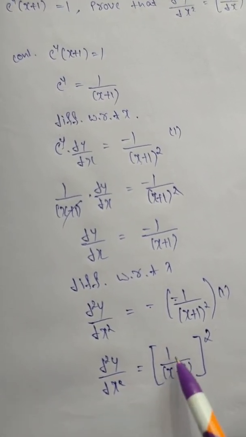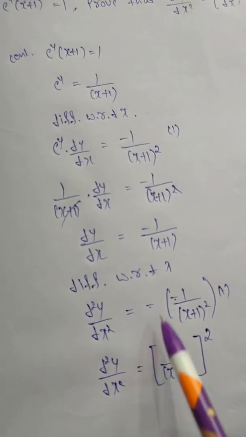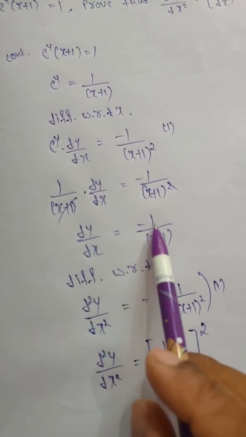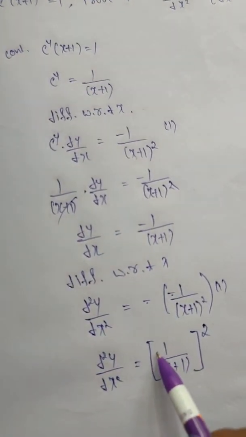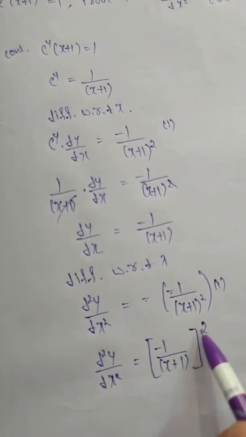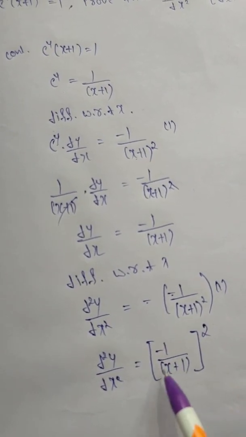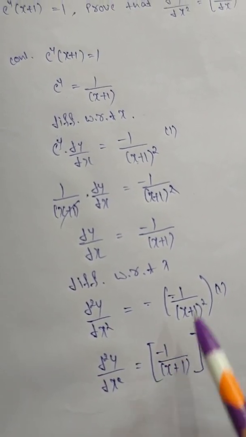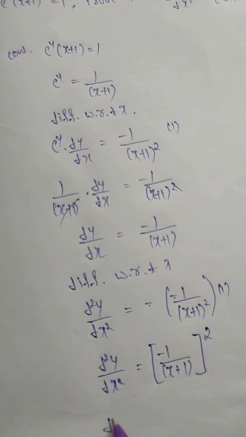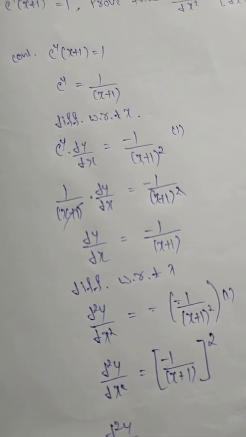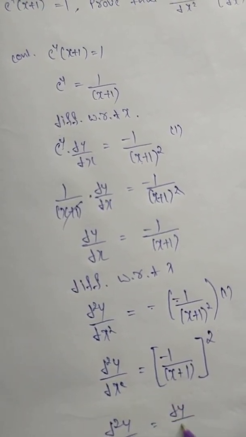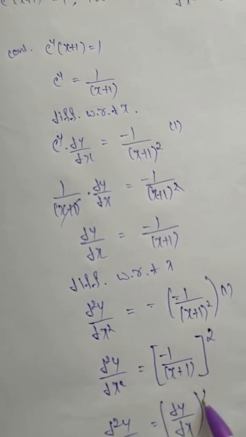Here we have 1 by x plus 1. Now, dy by dx is minus 1 by x plus 1. If I write the minus here, it will not change anything because minus 1 square is 1. So minus 1 by x plus 1 is what? dy by dx. So d square y by dx square is equal to dy by dx whole square. So this is the proof.